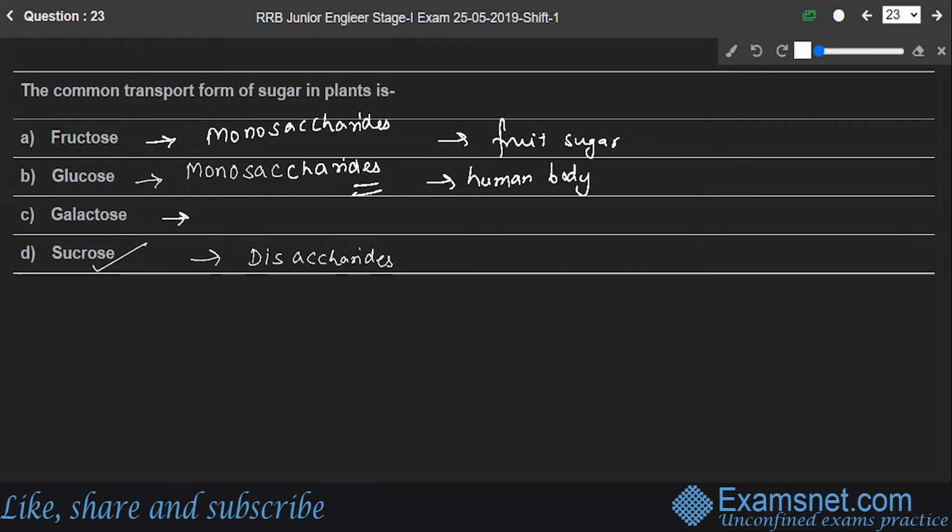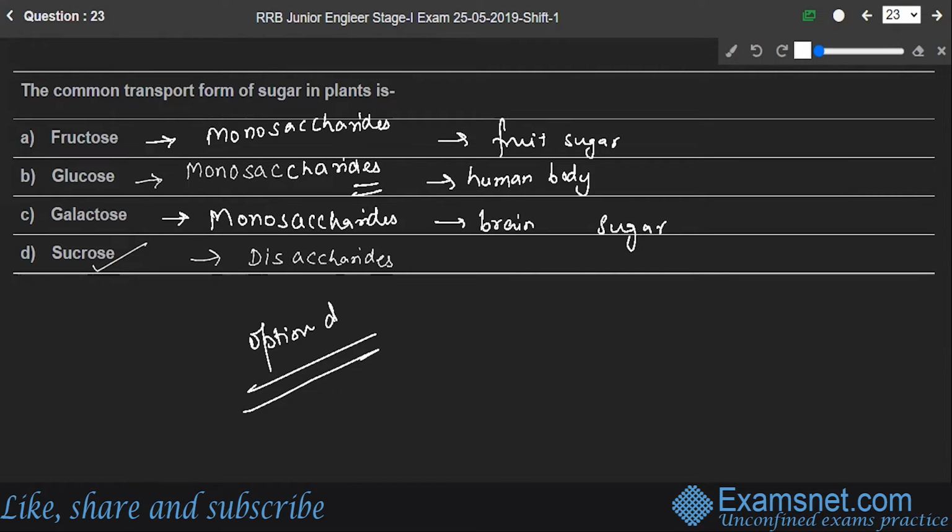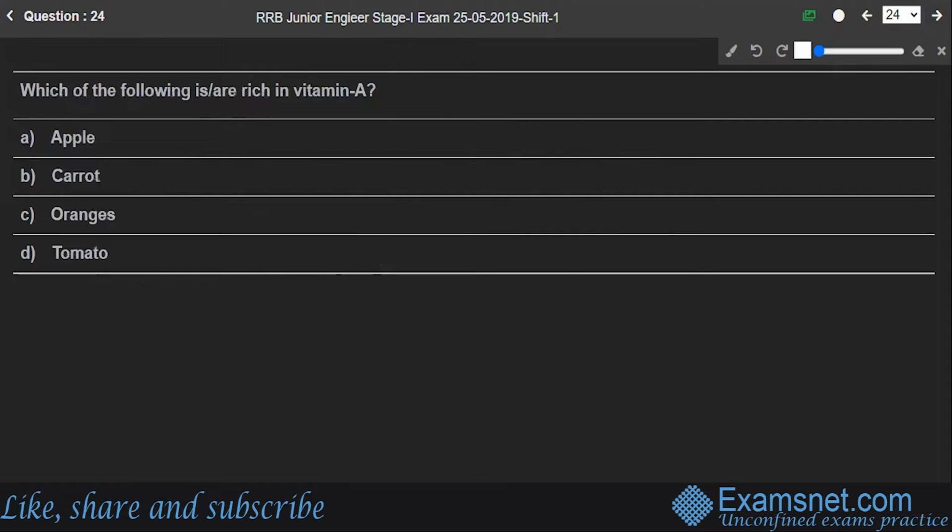Then you have galactose. This is again a monosaccharide. This is also called brain sugar. Glucose is changed into galactose in order to enable the mammary gland to secrete lactose. So you have the option as the right answer to the question. Hope you got that. Next is question number 24.